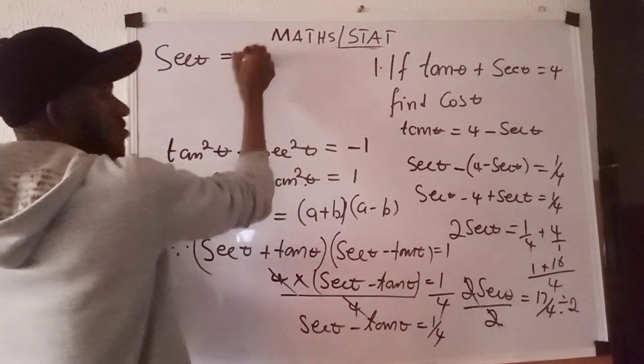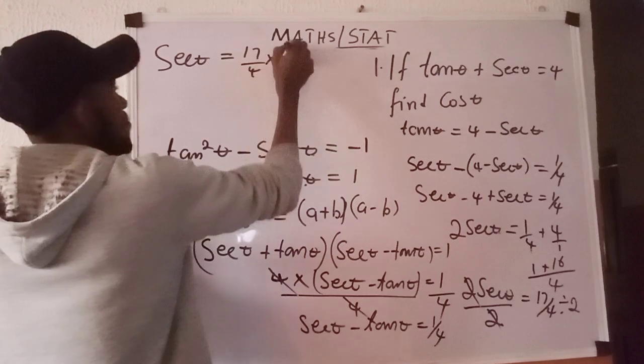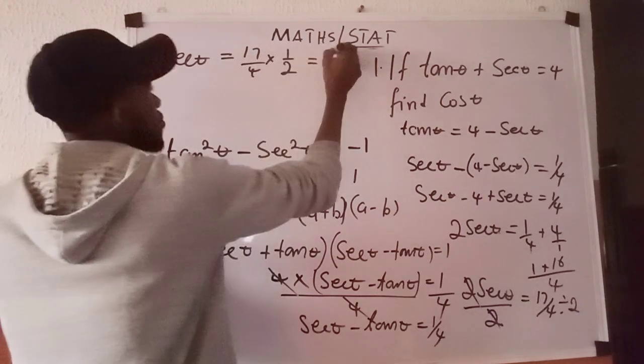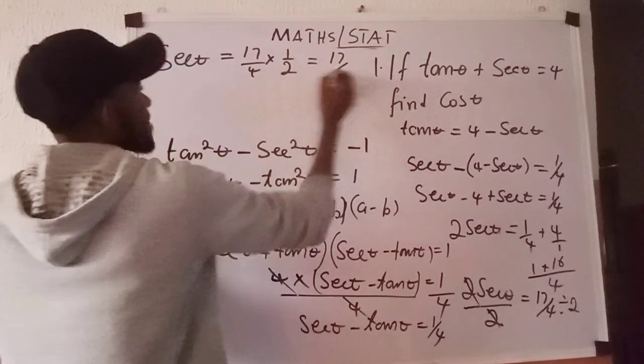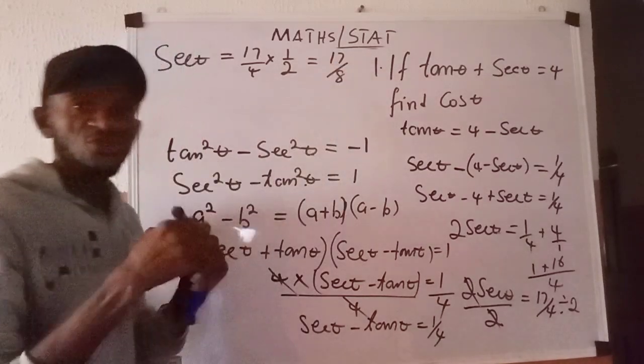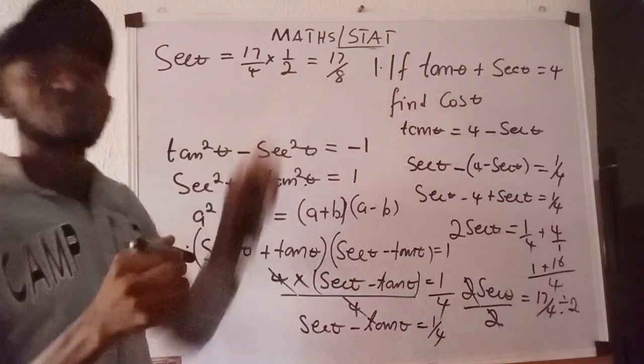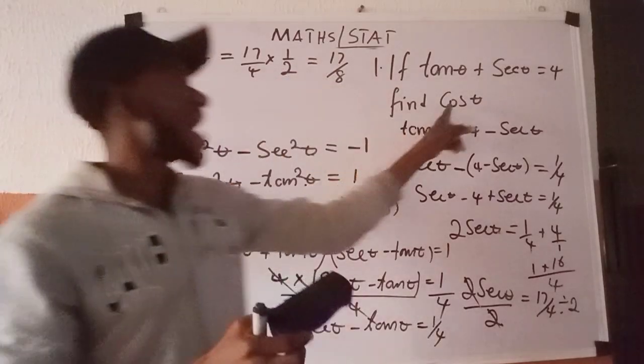And what I have becomes 17 all over 4 multiplied by 1 over 2. This equals 17 times 1, which is 17, all over 4 times 2, which is 8. So I have that sec theta is 17 over 8.